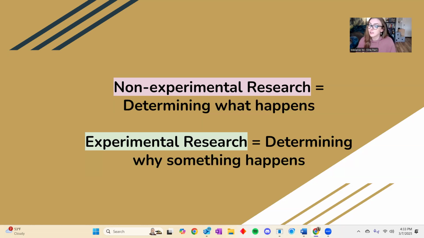The key difference is that non-experimental research, which we'll cover later, is designed to determine what is happening. So think of it as non-experimental is describing the picture. Experimental research is determining why something is happening. So it's not a snapshot the way non-experimental research is, that's just describing what's happening. Experimental is intentionally manipulating things to determine why something is happening or what the outcome is.